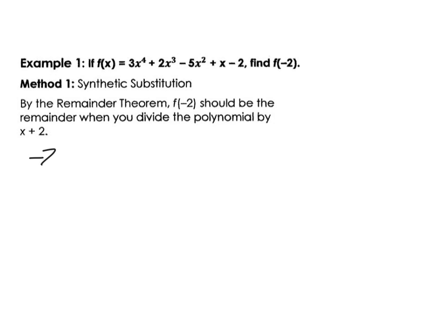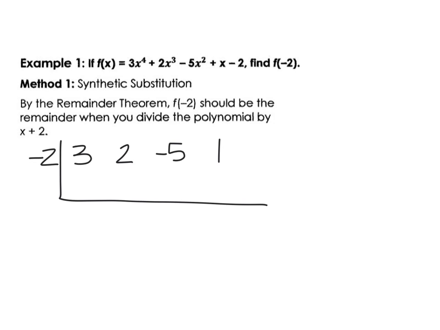So what we want to do is set up our synthetic substitution, or synthetic division here. Same thing as when we did synthetic division, negative 2 goes on the outside, and that's always this number right here. Then we're going to take all the coefficients and put them on the inside. So our coefficients are 3, 2, negative 5, 1, and negative 2. So let's write those in: 3, 2, negative 5, 1, negative 2. Then we're just going to do synthetic division. Bring the 3 down. That's always our first step. Bring that first number down.